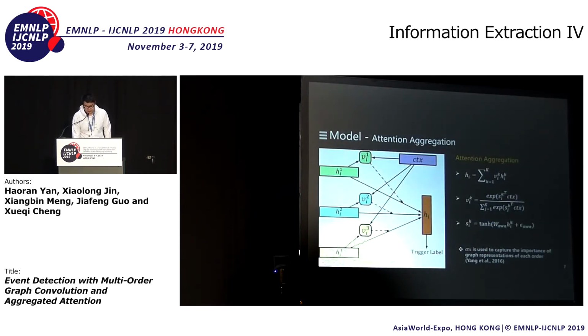The attention aggregation module is used to aggregate the multi-order graph representation of each word i. It uses a global vector CDX to capture the importance of the graph representation of each order. CDX is randomly initialized and updated through backpropagation.